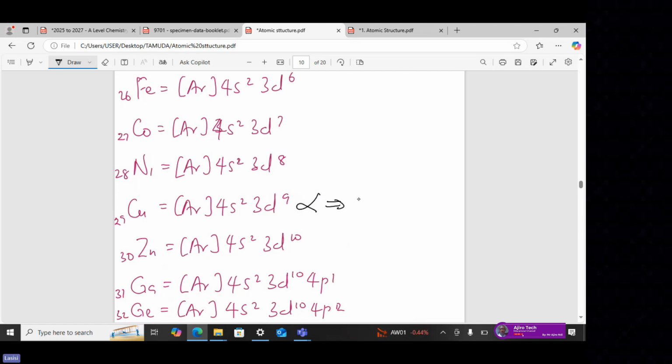So what does copper become? Tell me. 4s1, 3d10. Because all of them have 2, 2, 2, only one of them has 1. It was not fighting with others. Give me one. It was fighting with others.